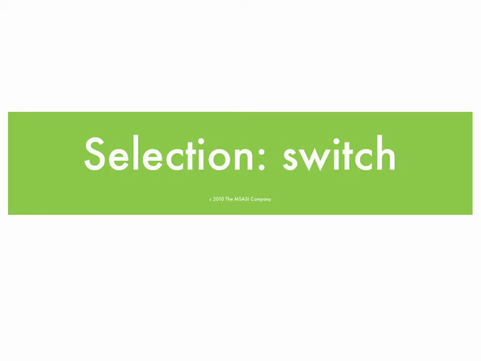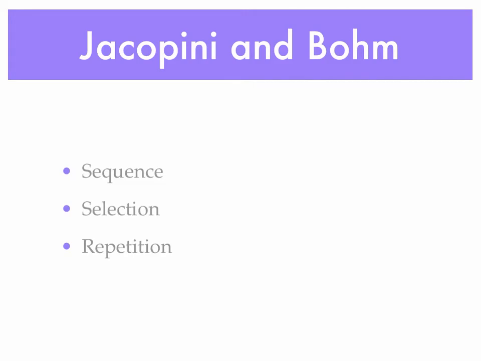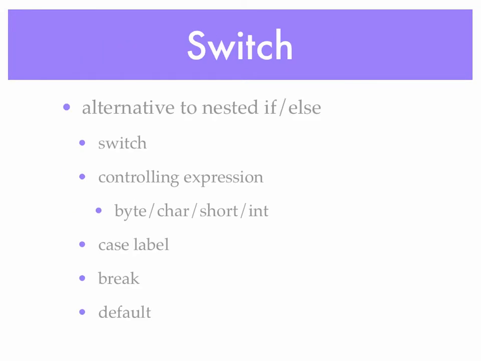All right, let's look at the switch statement, which is a selection construct. We remember Jacopini and Bohm. They put forth the theory that all programming is accomplished by sequence, selection, and repetition. The switch statement is a selection construct. When we look at the switch statement, we remember that it is an alternative to a nested if-else.